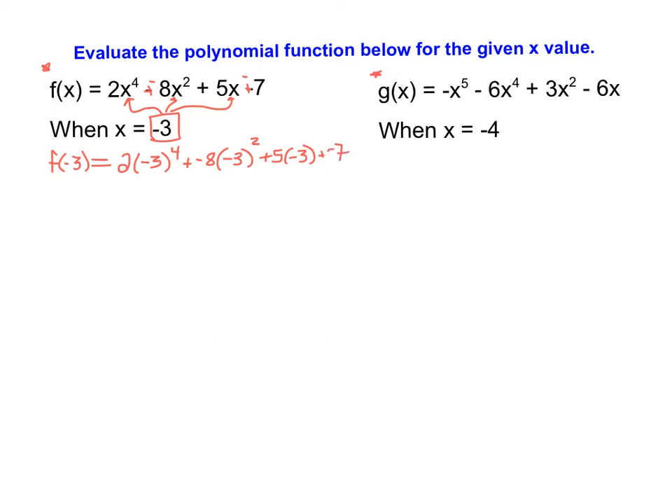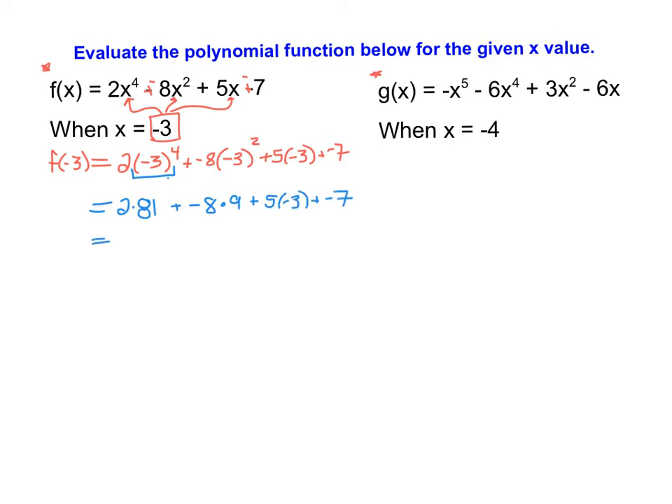Once I have this substituted, I'm going to go through and evaluate each exponent. So if I take -3 to the power of 4, I know that that's -3 times -3 times -3 times -3. And as I multiply that out, it flips between negative and positive values, but ultimately ends on a positive 81. Then I take -3 squared, which is -3 times -3, which is 9. 5 times -3 doesn't change, and then we have -7.